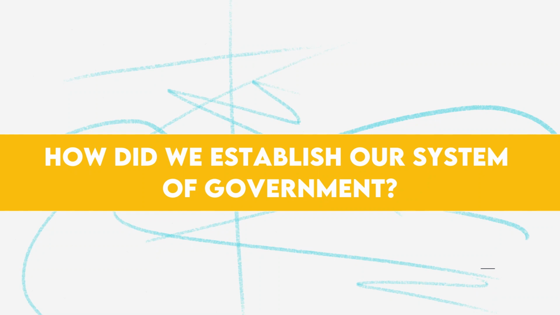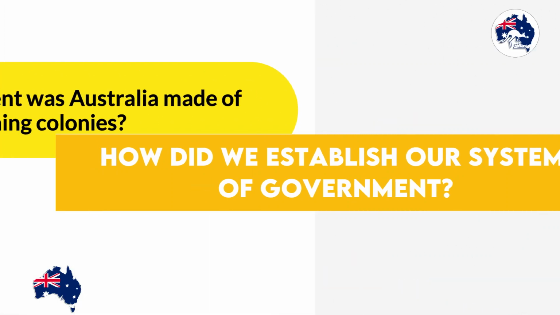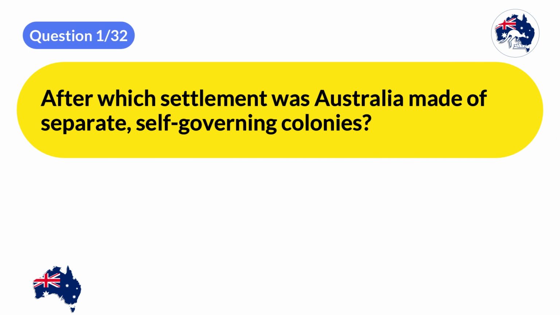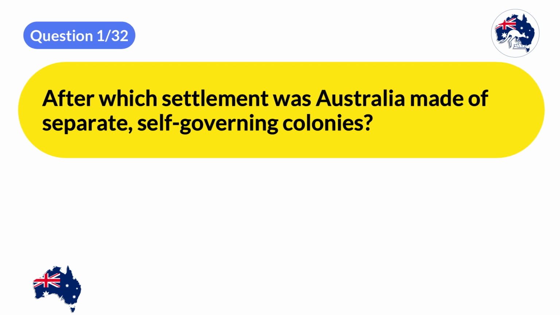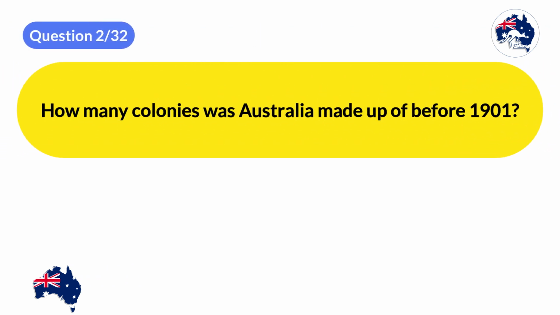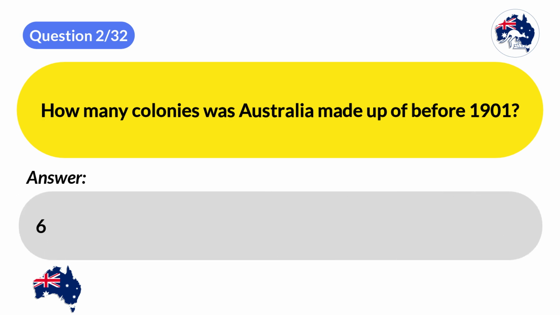How did we establish our system of government? After which settlement was Australia made of separate, self-governing colonies? British. How many colonies was Australia made up of before 1901? 6.